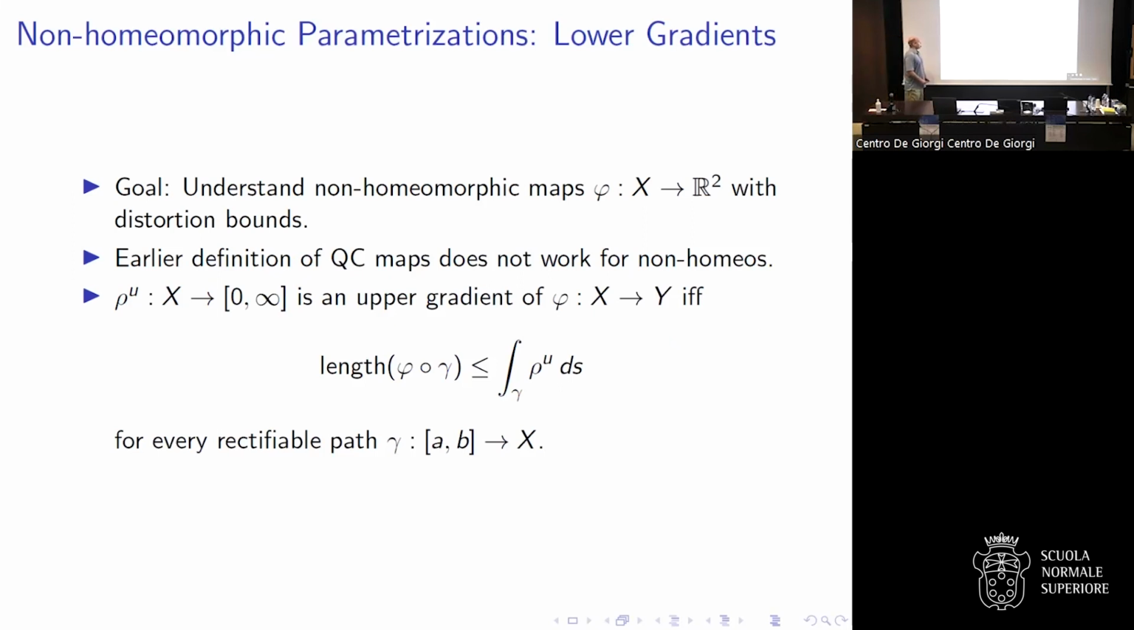But to motivate this, first we can easily notice that the upper gradient inequality I had earlier, the definition, is equivalent to this inequality simply by the definition of path length and the triangle inequality. If you have a map, then rho is an upper gradient if the length of the image of every rectifiable path is at most the integral of the upper gradient along the path.